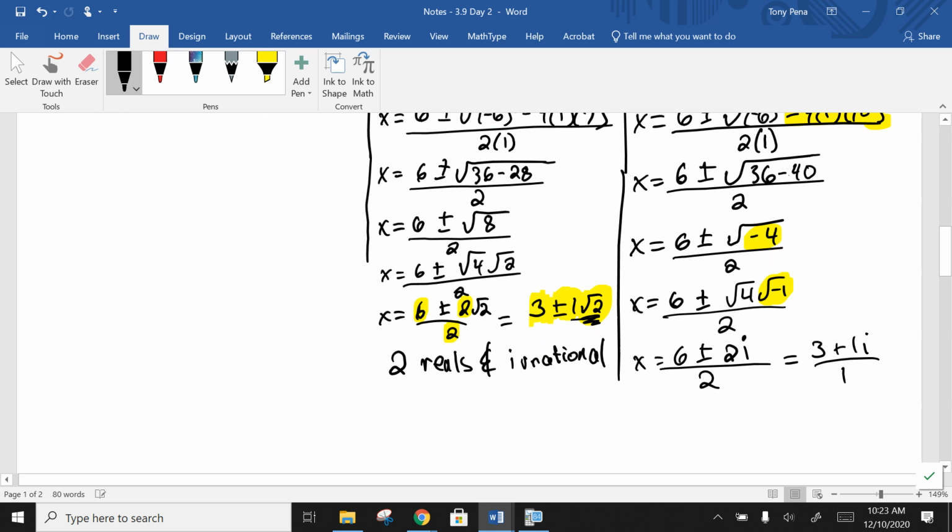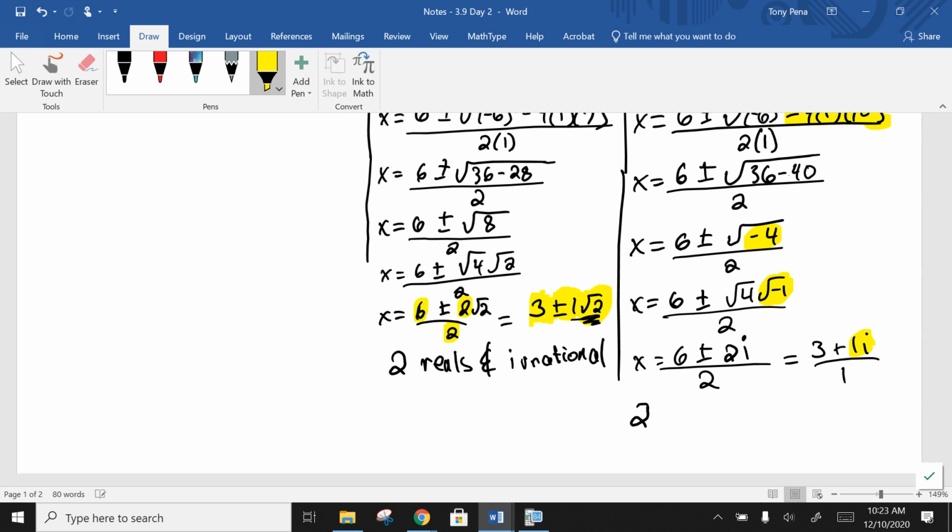What this means is we now have 2, and as soon as you start talking about these imaginary numbers, that means you don't have any real solutions. So there are no real solutions. What we simply have are 2 imaginary roots or 2 imaginary solutions, whatever word we want to use.